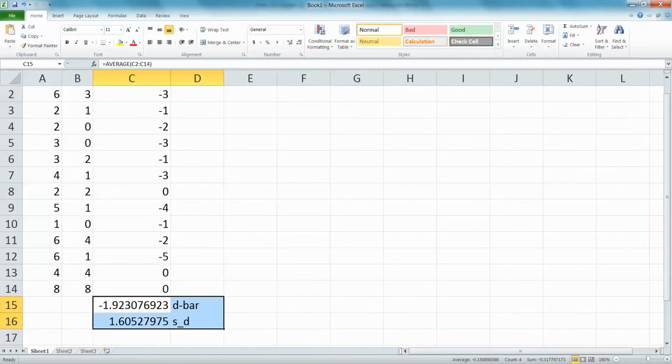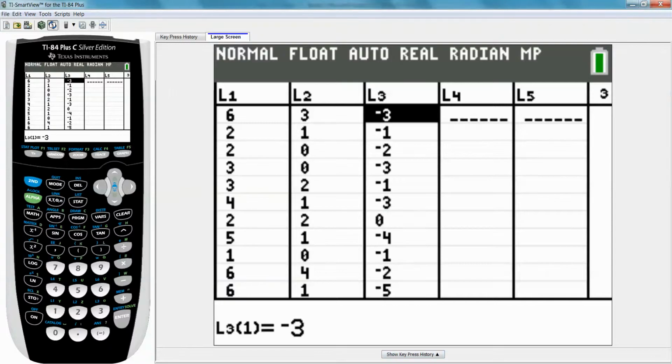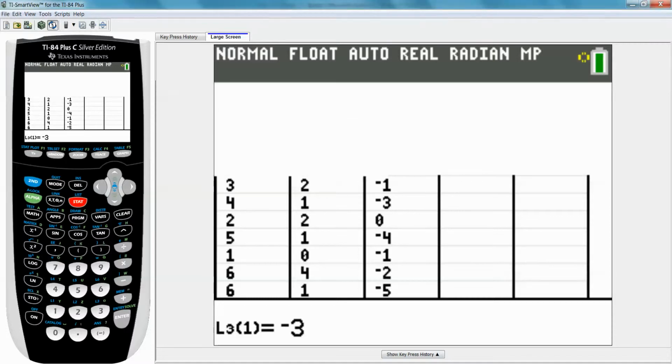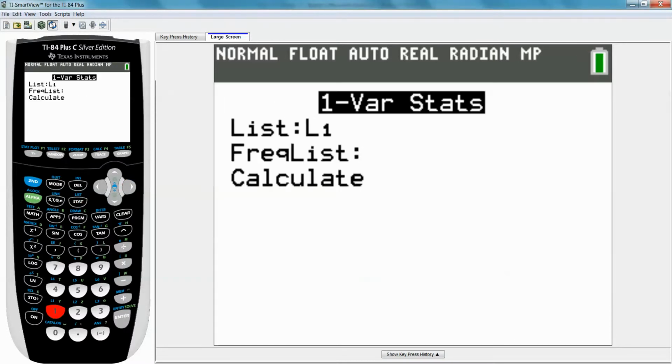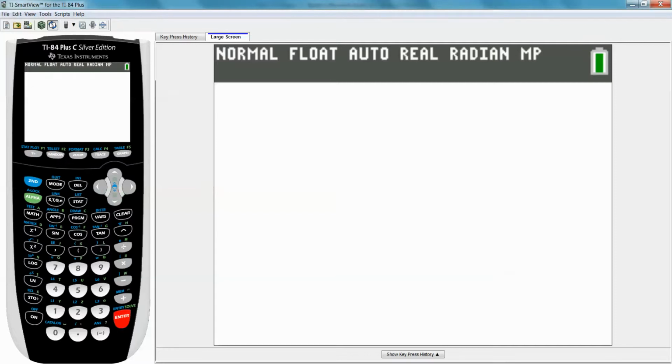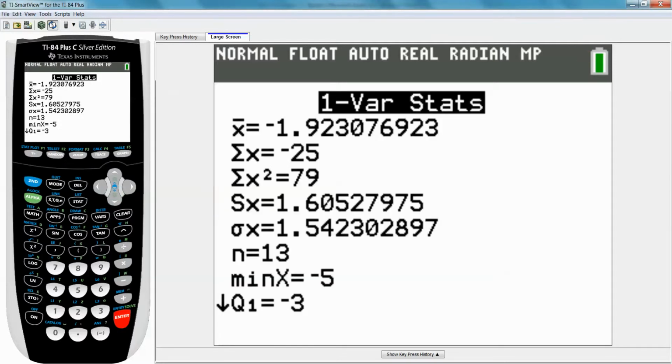Now if you have a calculator, let me grab the calculator, you would go to Stat, Calculate, one variable, and our list is L3 this time, so you want to hit list second 3, L3. We're leaving frequency list blank because this is not a weighted mean. Go down to Calculate and press Enter. And there's the same numbers we got from the Excel. Negative 1.923 right there, and 1.605. Remember, because it's S. This is a sample, not a population.